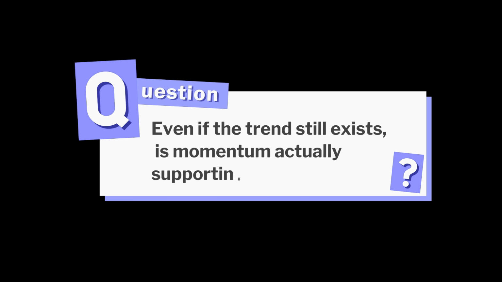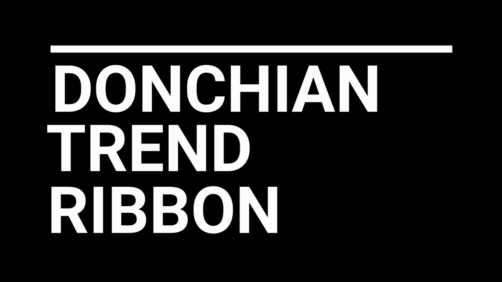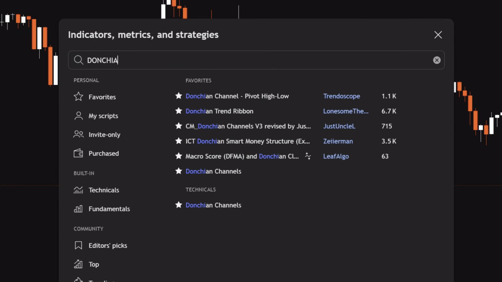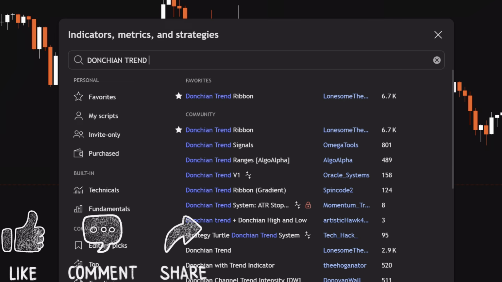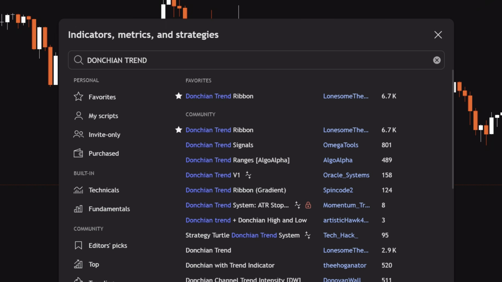Now we need to answer another question. Even if the trend still exists, is momentum actually supporting it? This is why we add the Donchian trend ribbon. The purpose of this indicator isn't to generate entries. Its purpose is to confirm whether momentum agrees with the trend.